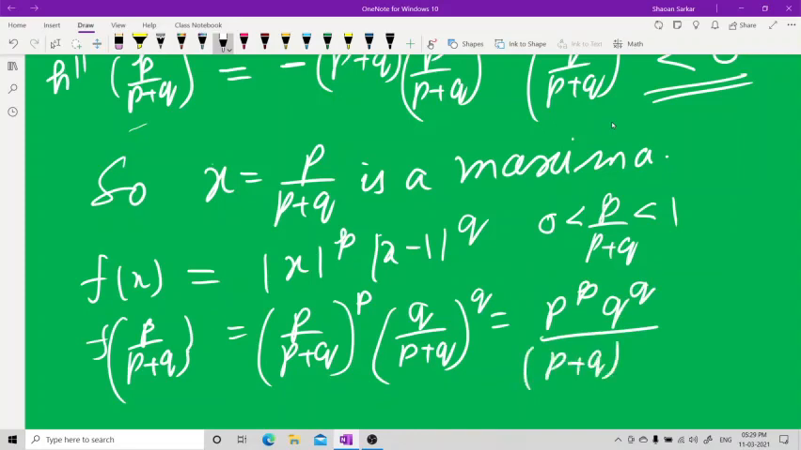The base is the same, so the powers will be added. So this is how we get the maximum value. This is the maximum value.